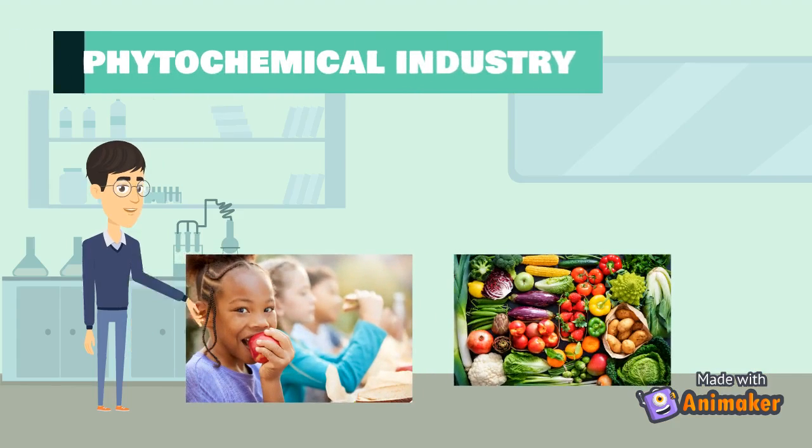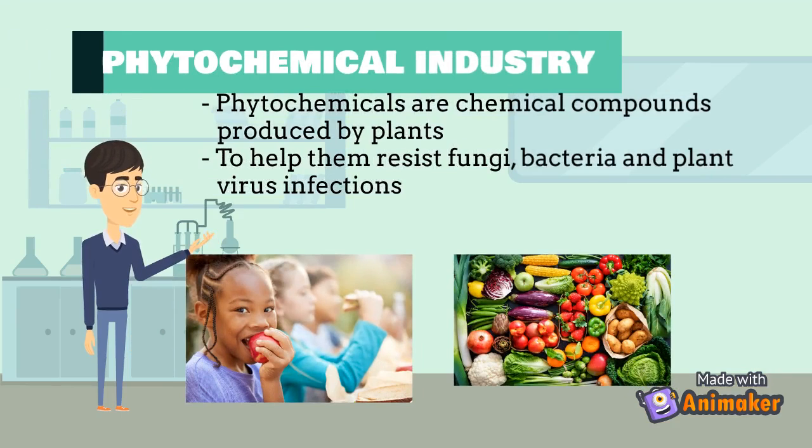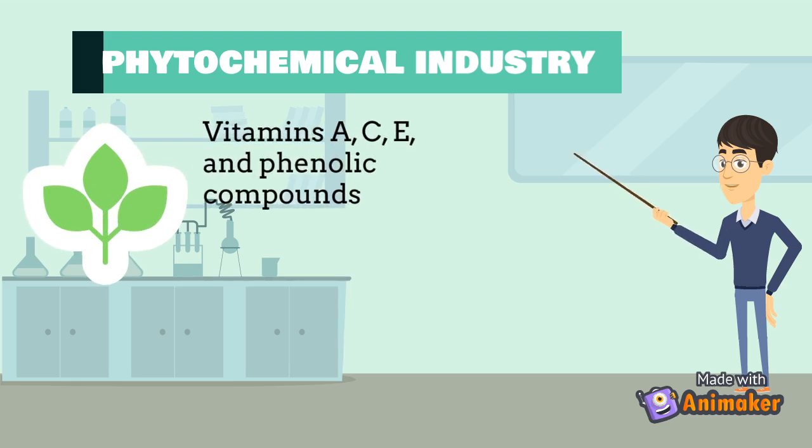Lastly, the application of leaching process is in the phytochemical industry. Phytochemicals are chemical compounds produced by plants, generally to help them resist fungi, bacteria and plant virus infections, and also consumption by insects and other animals. For instance, vitamins A, C, E, and phenolic compounds found in plants all act as antioxidants. In order to obtain the phytochemical from plants or herbs, a leaching process is required.